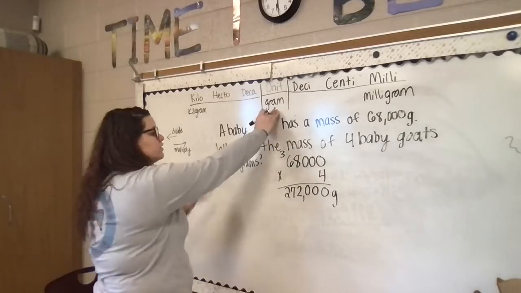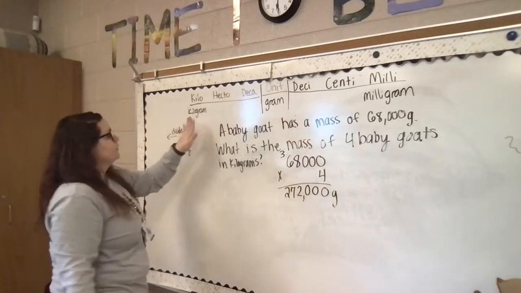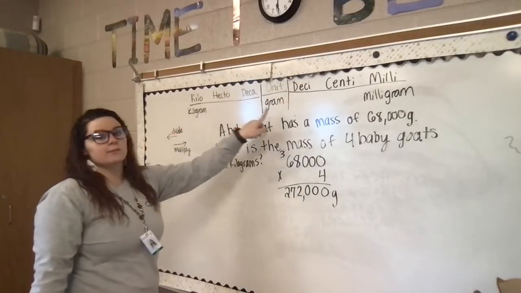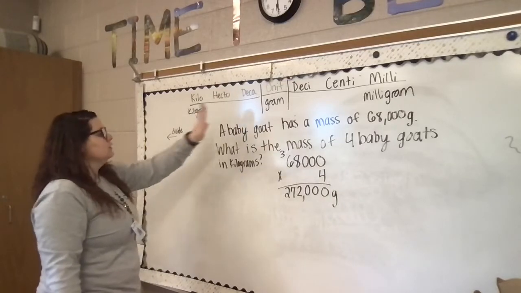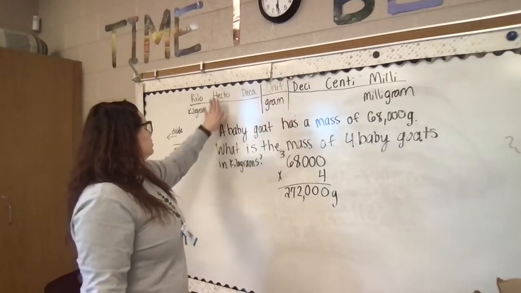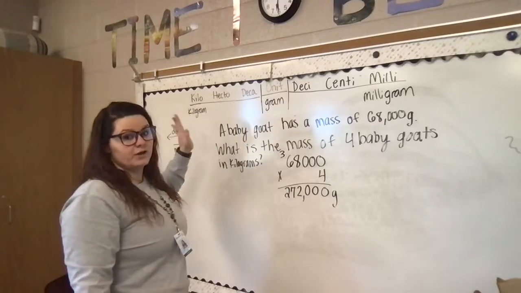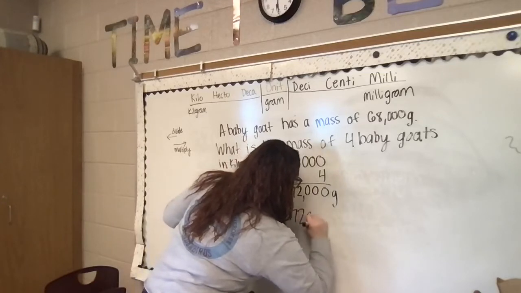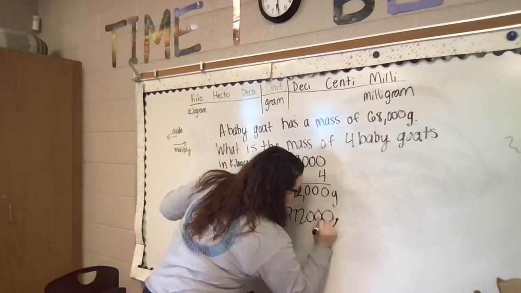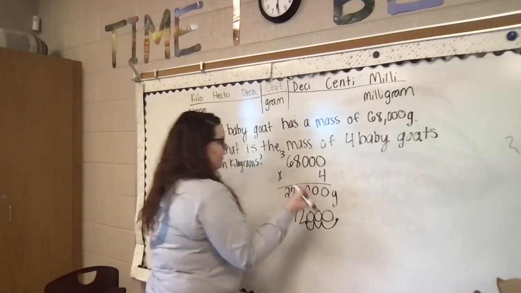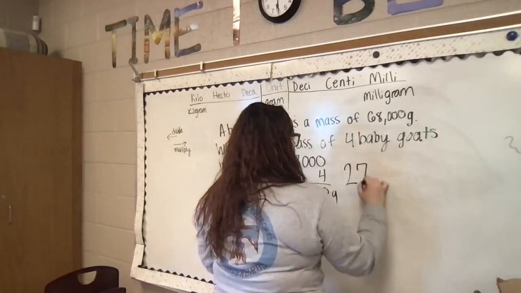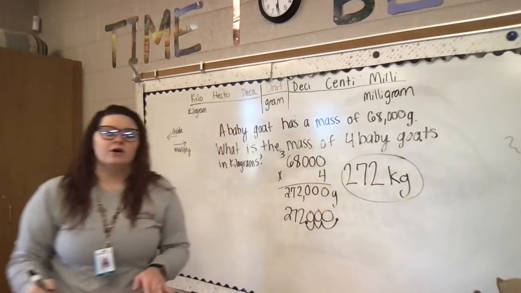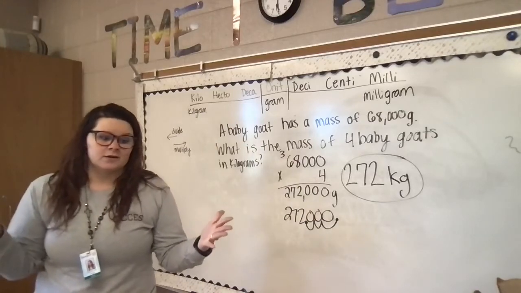Now we need to see what this number is in kilograms. Grams are here on our chart. Kilograms are here. If we're moving this way on the chart, we are dividing. The number of kilograms is going to be smaller than the number of grams. How many times are we dividing? 1, 2, 3 place value shifts, or 3 powers of 10. I'm just going to write that number and move my decimal 1, 2, 3 times, and that tells me that my answer is 272 kilograms. That is how you do metric conversions with mass.